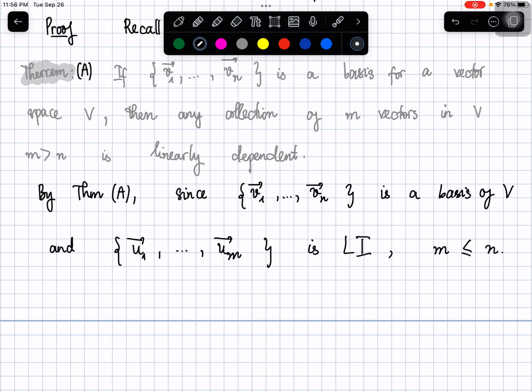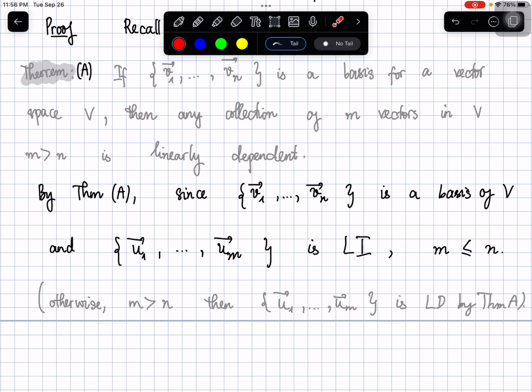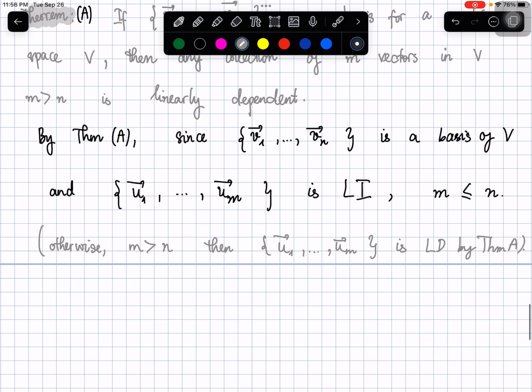Alright, maybe here's a comment. Otherwise, m is strictly bigger than n, then this set u1 to um is linearly dependent by theorem A, right? Which is not true, because by hypothesis this set is a basis of the vector space V. In particular, this set is linearly independent. Okay.